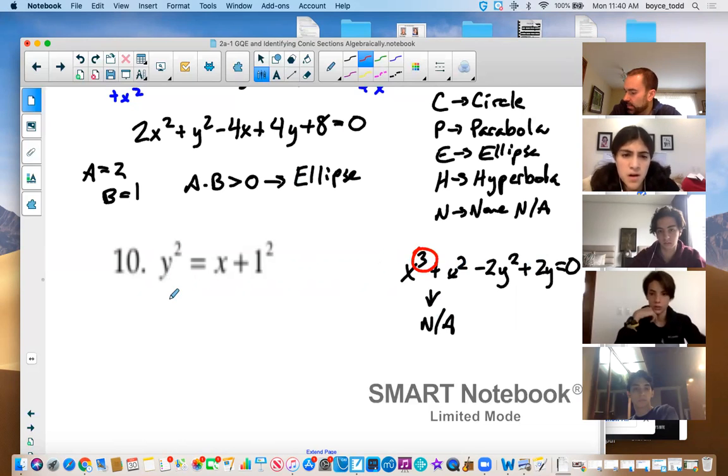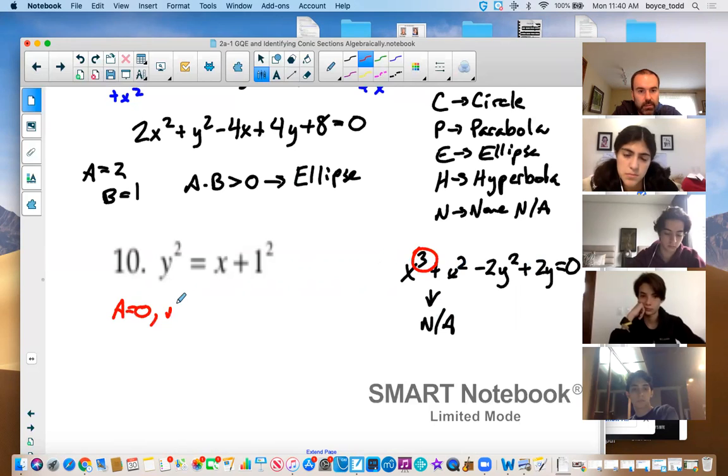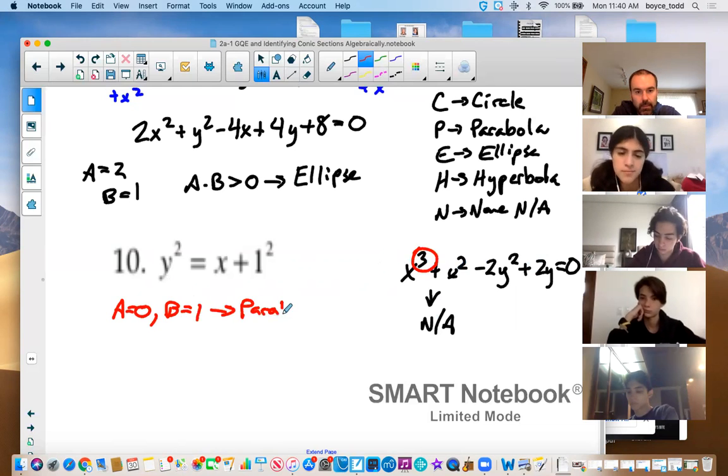Okay, so this last one, right? You can look at this and see right away there's no x squared, so a equals 0, b equals 1. So this would be a parabola. Okay. So again, you're exactly right. Just to speed this up, when you do these, you can just put the first initial.